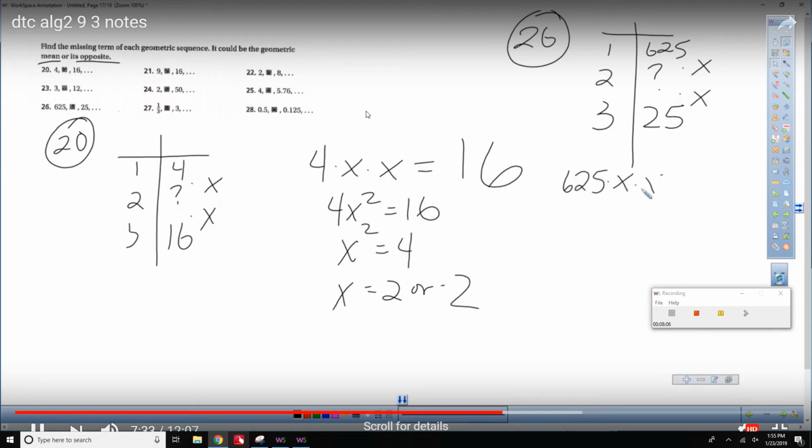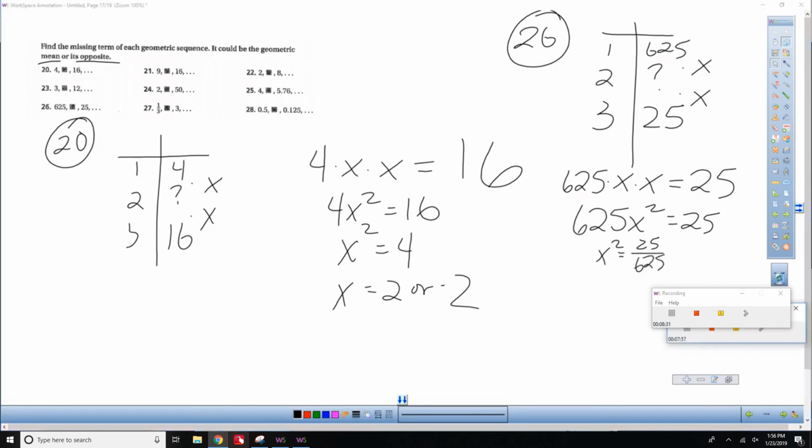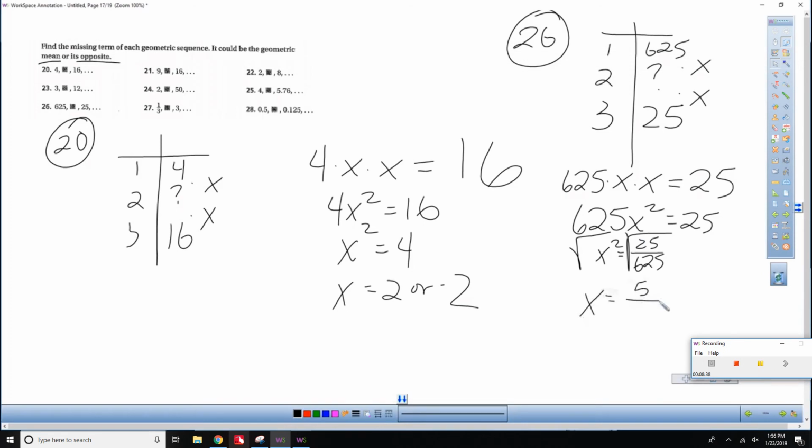So let's figure out what our r is in number 26. 625 times x is 25. This is going to be a fraction less than 1. 625 x squared is 25. Divide each side by 25. I recommend leaving your answer as a fraction. So you get x squared is 25 over 625, which simplifies to 1 over 25. What's the square root of 25? 5, right? So x is a fifth, which means our middle term must be 125.